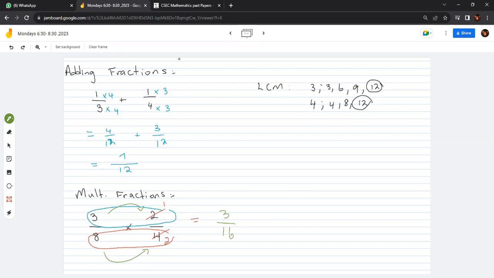Let's look at another one. One more, division, and then we're going to look at the mixed operations, how they bring it to CXC.